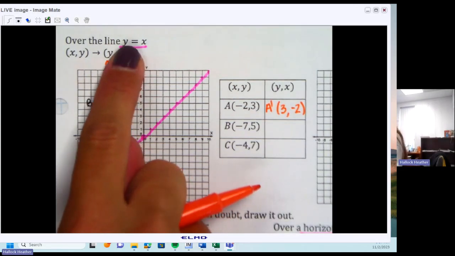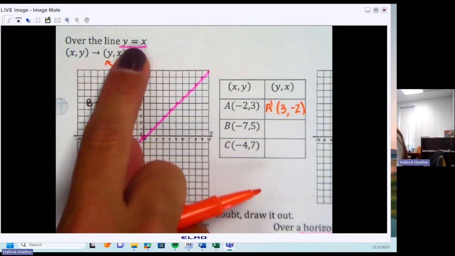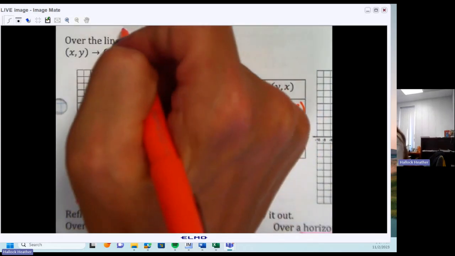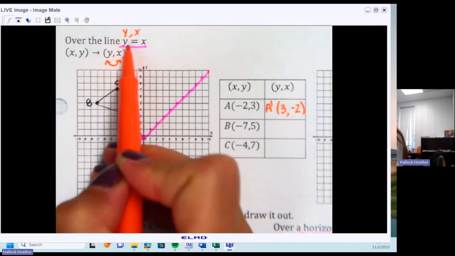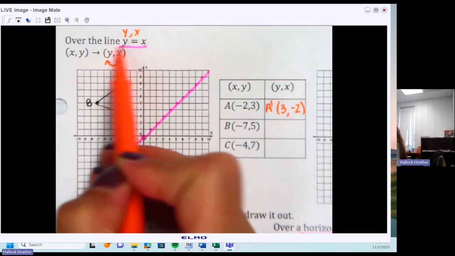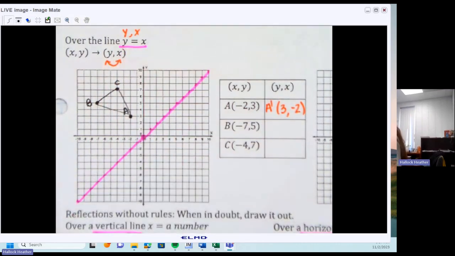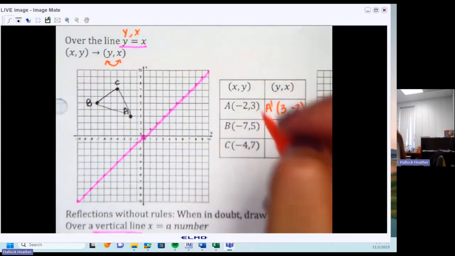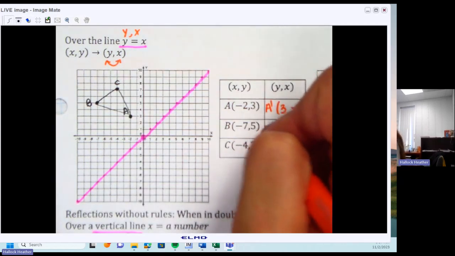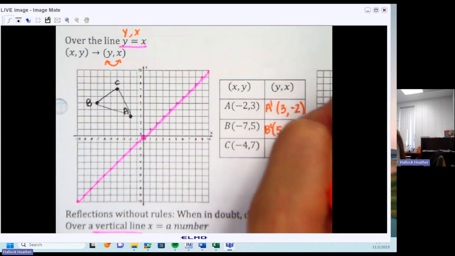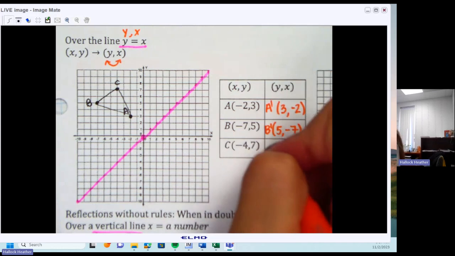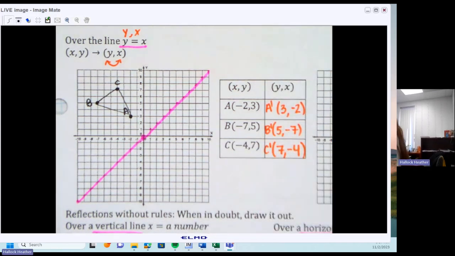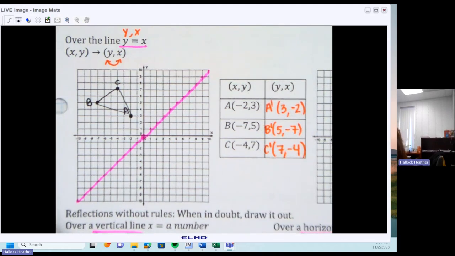And if you look at the equation, y equals x, the placement in the actual equation of the line, y is first and then x is next. They're literally showing you it's just flipping. The rule is (x, y) to (y, x), so it's literally flipping its place. So B, instead of (-7, 5), B prime is now (5, -7). C prime is going to be (7, -4). It's literally just flipping.